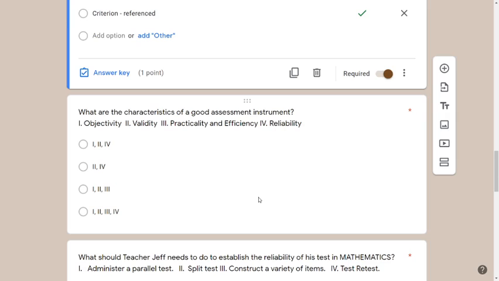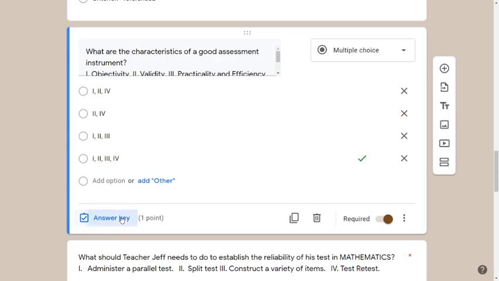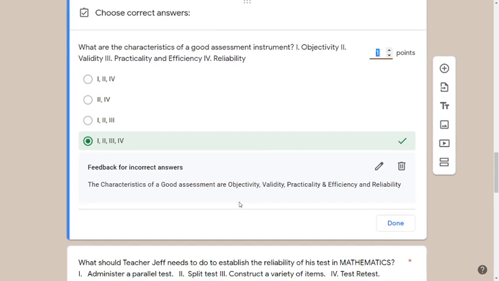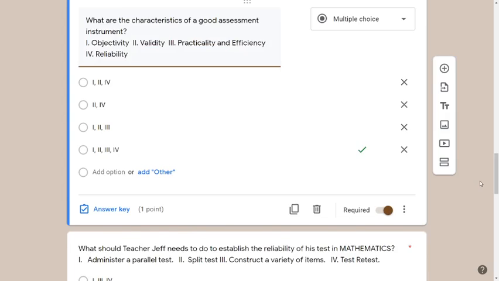Therefore, from that logic alone, I would say that practicality and efficiency is also a characteristic of a good assessment instrument. Therefore, I would choose D, and that is correct. So, the characteristics of a good assessment are objectivity, validity, practicality and efficiency, and reliability. So that's the answer there.